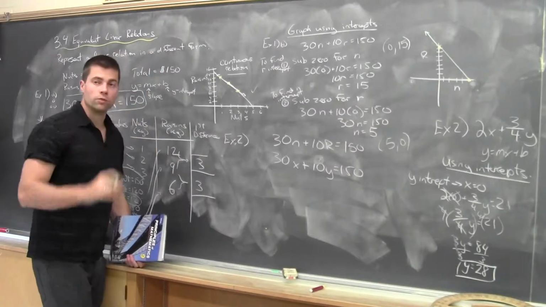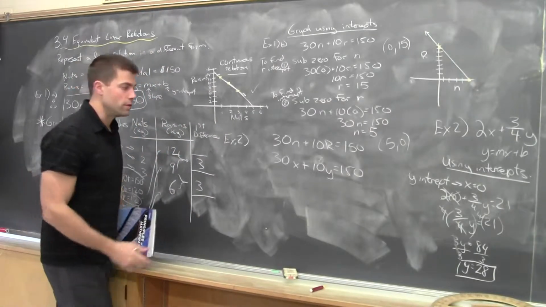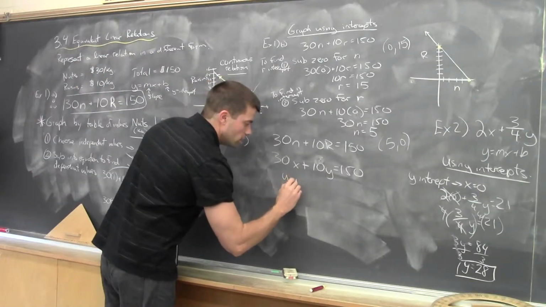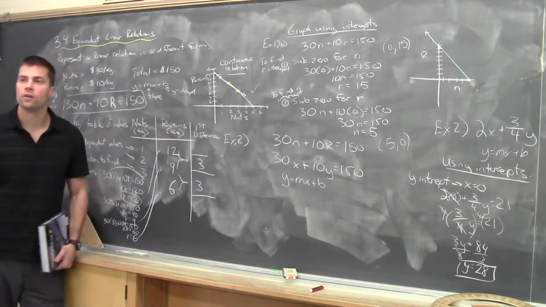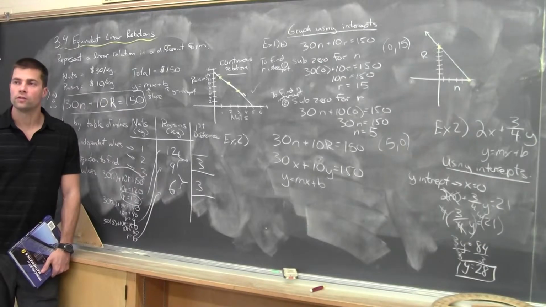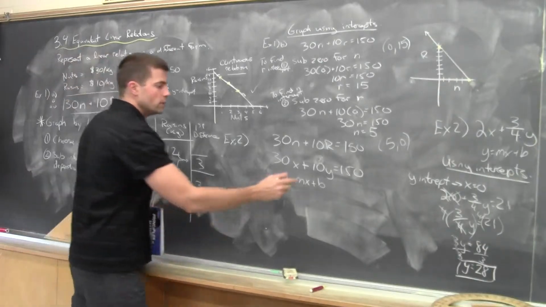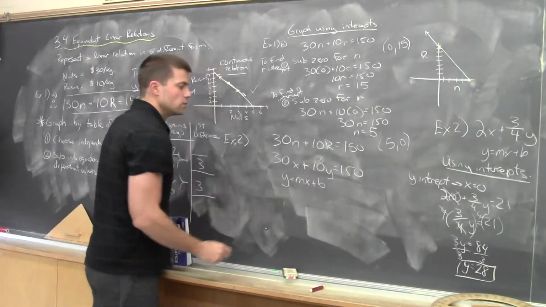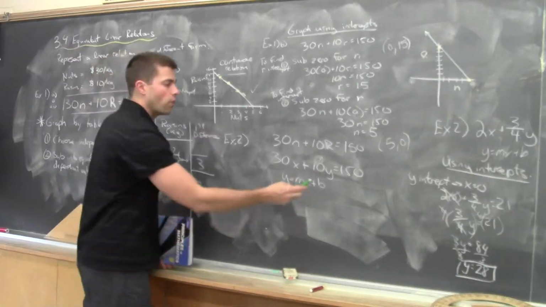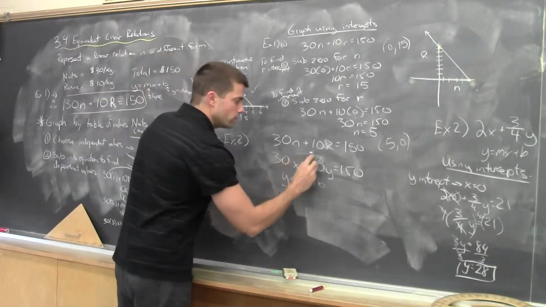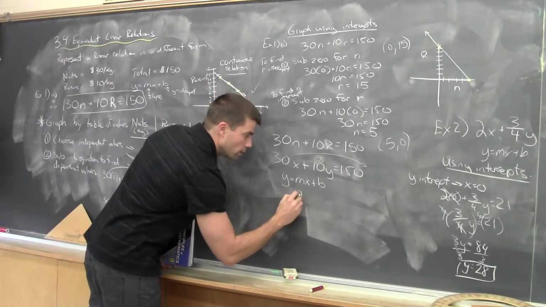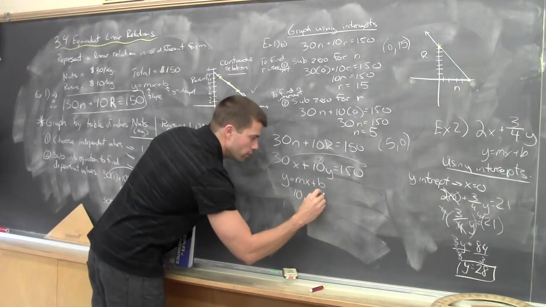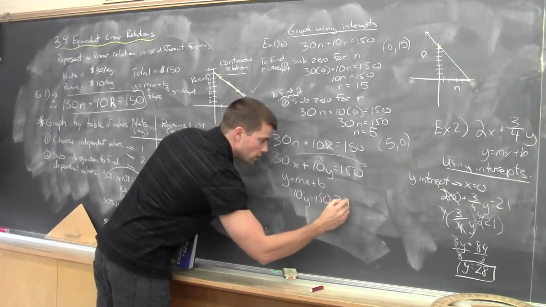So the way that I told you before, and I showed you a method to do it before on Con, is y equals mx plus b. That's our standard equation for a line, for any straight line. So we want to rearrange this formula to look like this. In order to do that, we need to isolate the y variable. So we need to move this 30x over to the other side, right? So we end up with 10y is equal to 150 minus 30x.